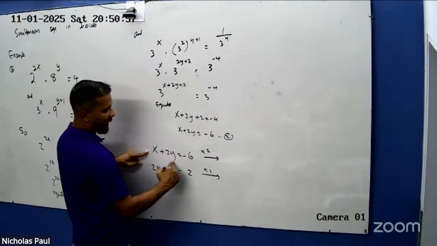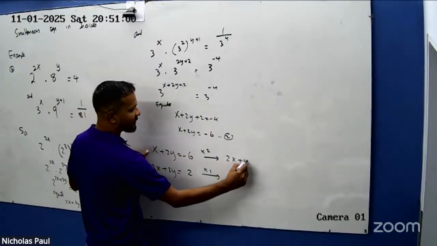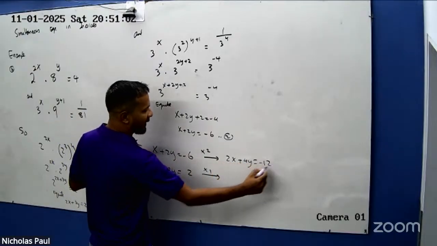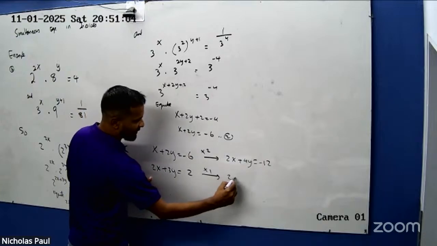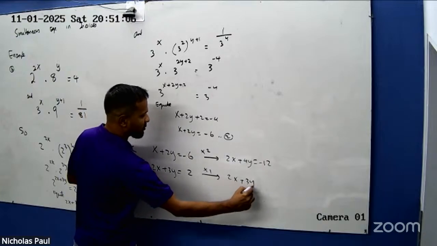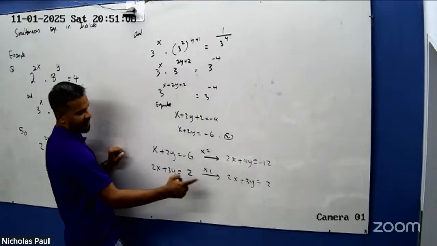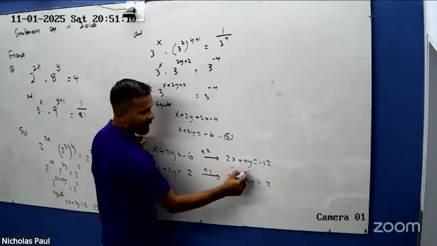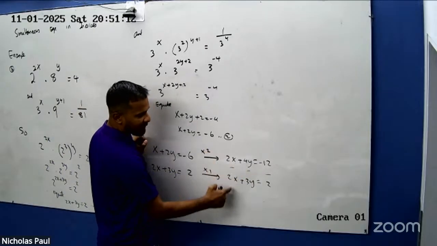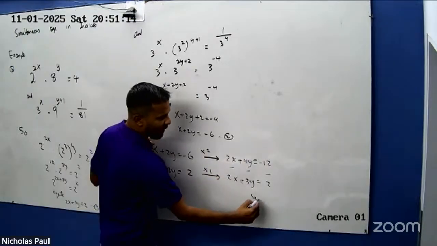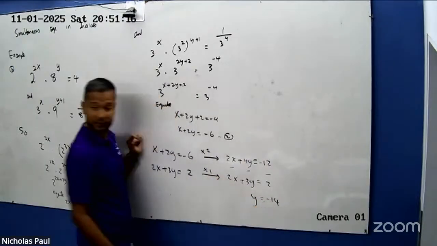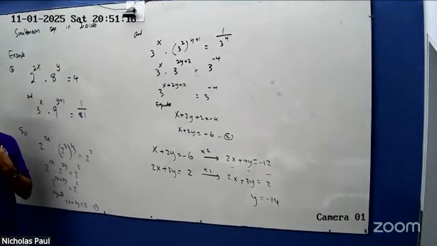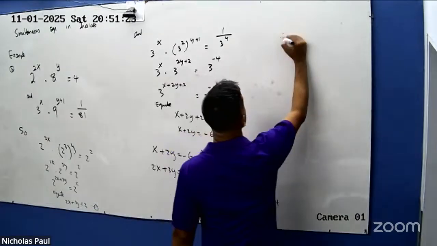Multiply everything here by 2, so I'll get 2x plus 4y is minus 12. Multiply everything here by 1. Then minus, minus, minus. I got 0 here, and I got positive y here is minus 14. So y is minus 14. And now I just have to solve for x.